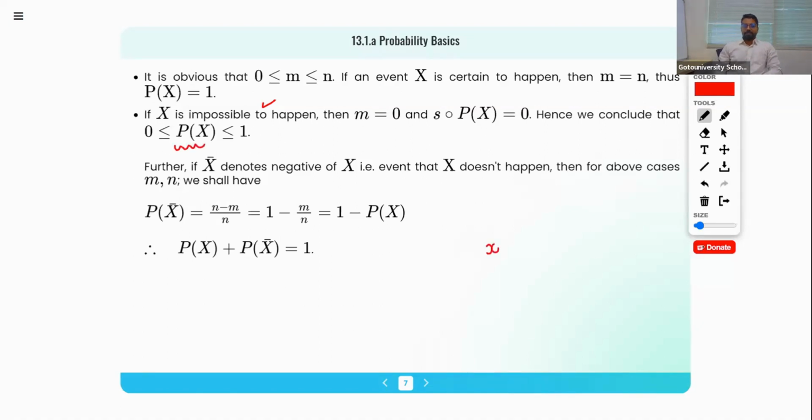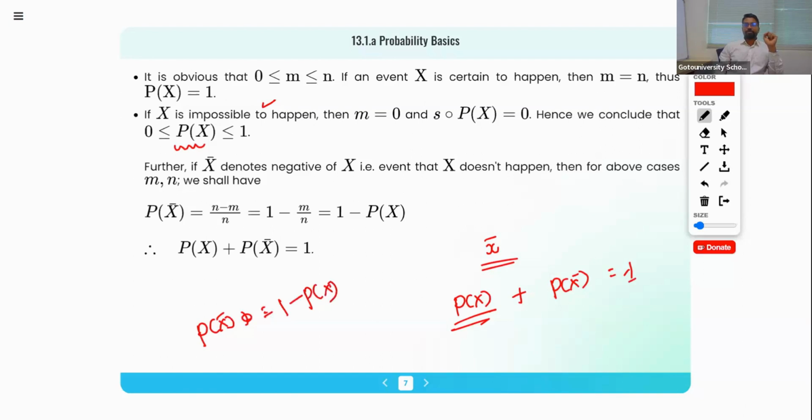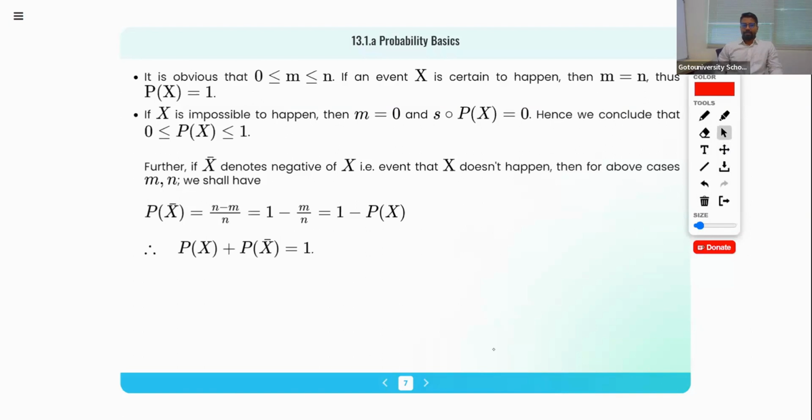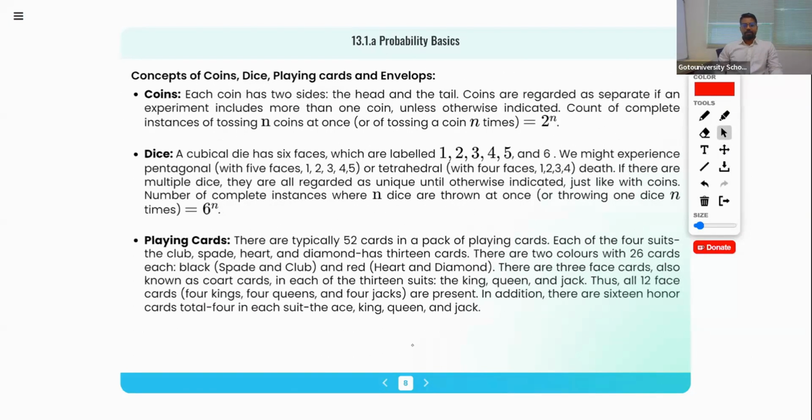Further, x bar denotes non-occurrence. So if the probability of x is P(x), the probability of non-occurrence is P(x bar). They are completely mutually exclusive as well as collectively exhaustive. That's why their sum will be equal to 1. That means I can say the probability of x bar, the complement of an event, is equal to 1 minus P(x). So we can even write P(A dash) is 1 minus P(A). Such events are called complementary events. Okay, complement of an event. All this we have learned in our 12th standard.